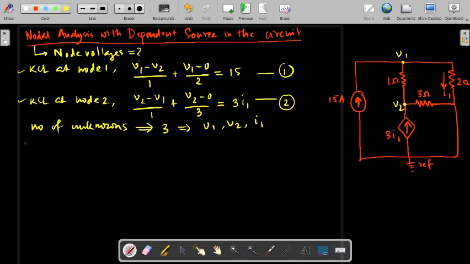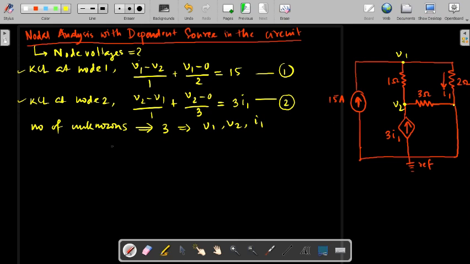V2 equals 9I1, sir. No, not 9I1, how is it coming 9I1? Sorry, sir, I made a mistake. You can say that V1 equals 2I1, because this is also a reference node, so 0 volt. So V1 with respect to reference, the potential across the 2 ohm resistance, is V1. So V1 equals 2 into I1. So that is one relation that we can get.